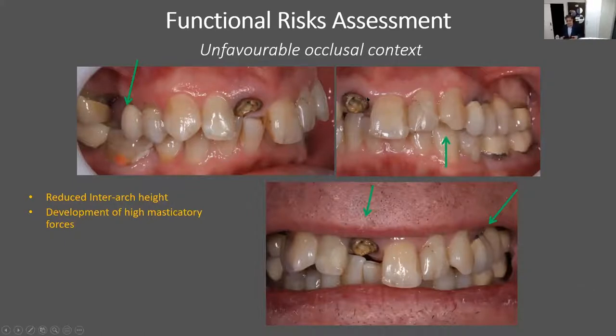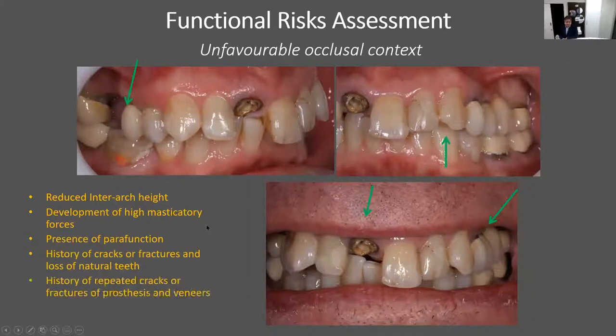We are improving the prognosis of the entire dentition. So don't just look at a tooth, look at the whole patient. And there's that parafunction, cracks, fractures. So there are a lot of problems here. It's an unfavorable occlusal context.